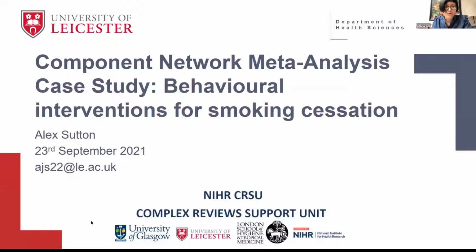So before we go to our final remarks and comments, I'm going to ask my colleague Alex Sutton to give the final talk. Alex is going to show us a separate example. I think this is also a Cochrane review on smoking cessation. This is something that Alex has worked alongside Cochrane reviewers on in our support work, I think. So Alex, I'll hand over to you.